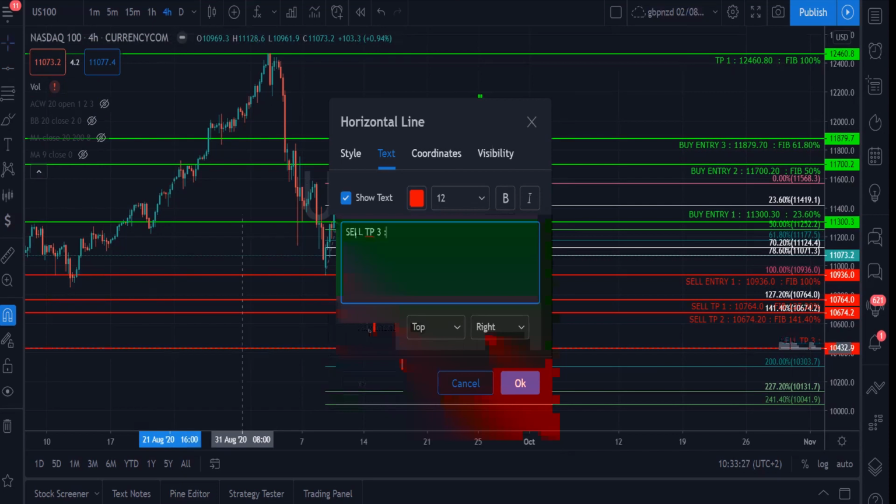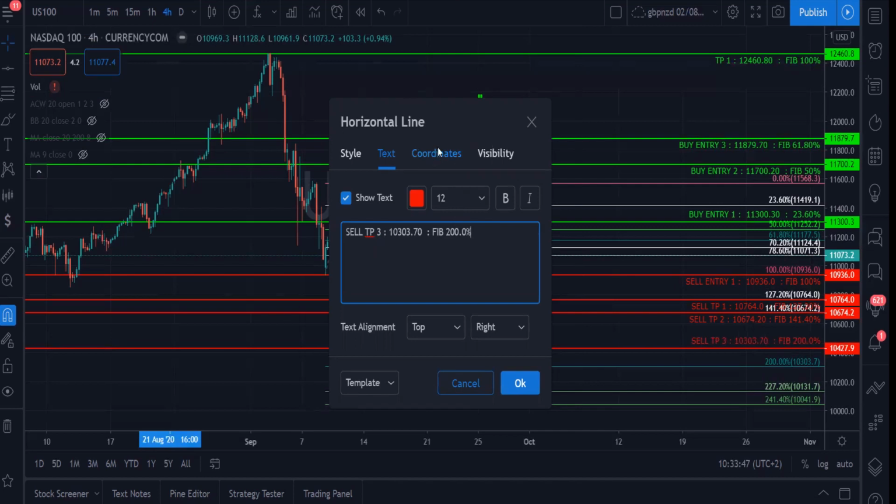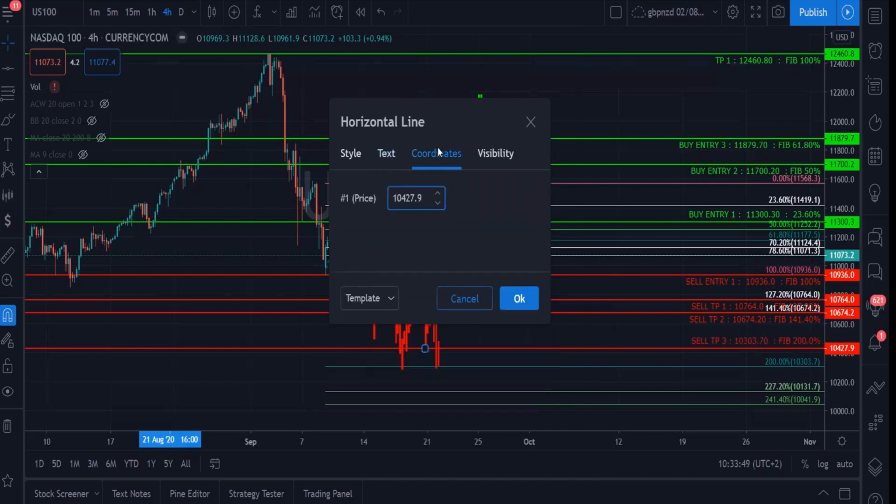So we're saying our sell TP, we can take a sell TP3 at a price of 10,303.70. And how we got that? We got that at 200% of our fib. Fib 200.0%. And that coordinate was again 10,303.70.